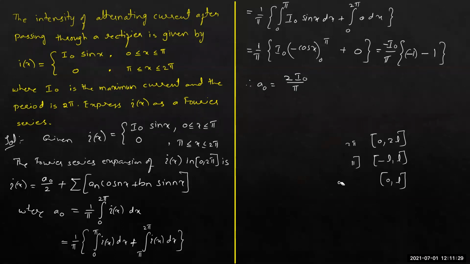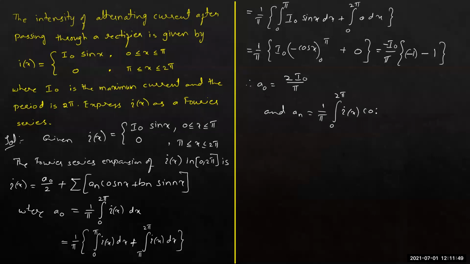Now we need to calculate what you call A n. While writing A n, if you recall the formula, A n is equal to 1 by pi into integration from 0 to 2 pi of I of x into cos nx dx. Because the interval is of length 2 pi, we take it as cos nx here. Then we are trying to split it into two integrals. I'm just trying to write everything directly here. While splitting this, we write integration from 0 to pi.